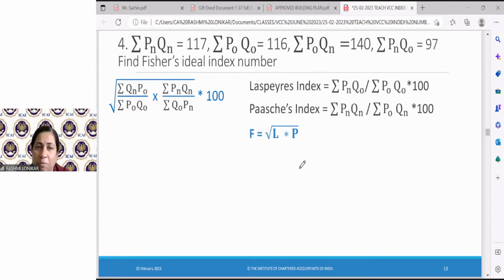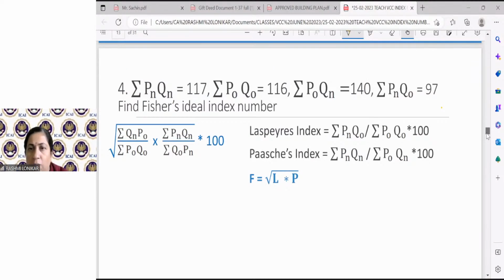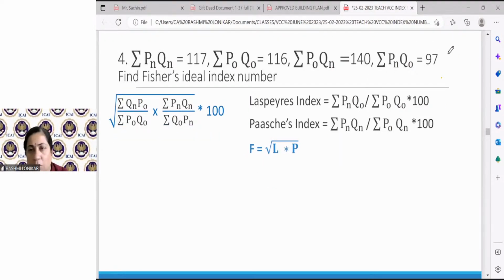So we have summation Pn Qn. We have summation P0 Q0. Then we have summation P0 Qn. And we have summation Pn Q0. Okay. So we usually, just a minute. So this is my base year and this is my current year.